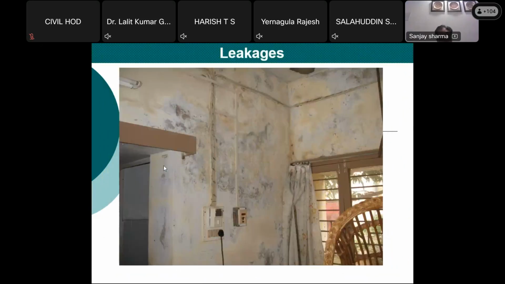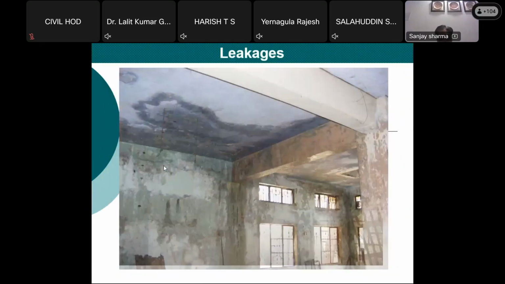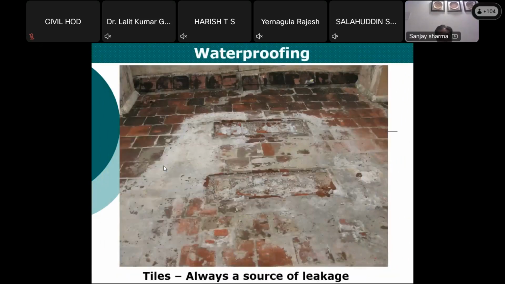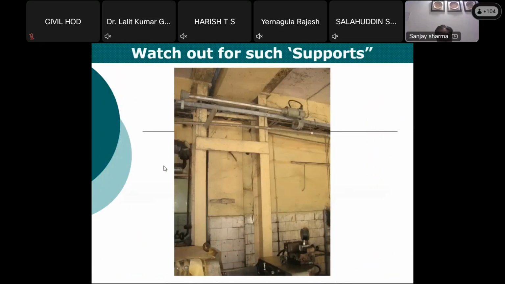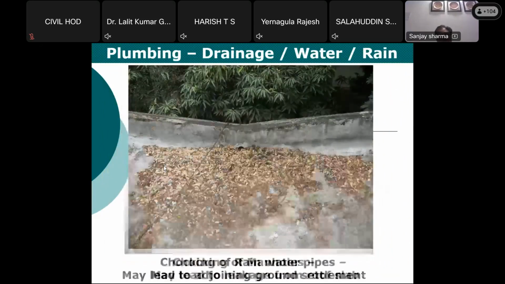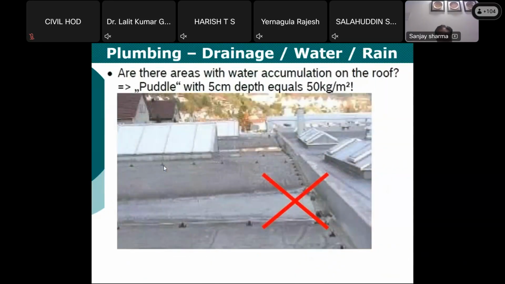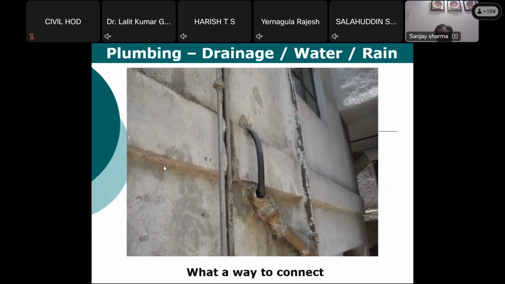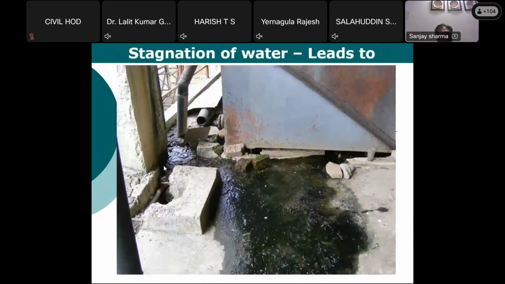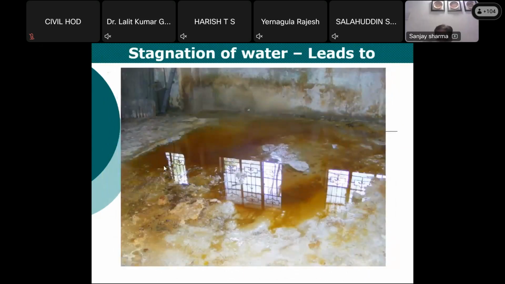Dampness again causing corrosion. Again, totally damaged. Sports are not proper, and many changes are made, and those changes are causing problems. So what to look for is important. Storage is there, and leakage from the rooftop is there.